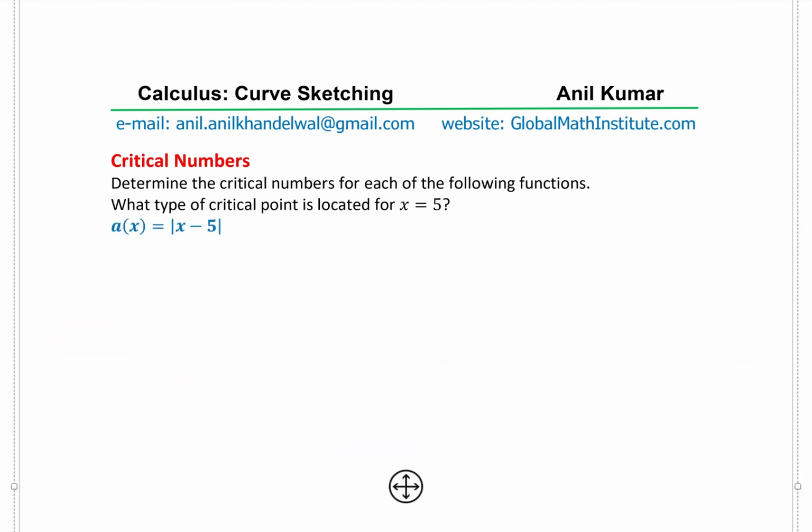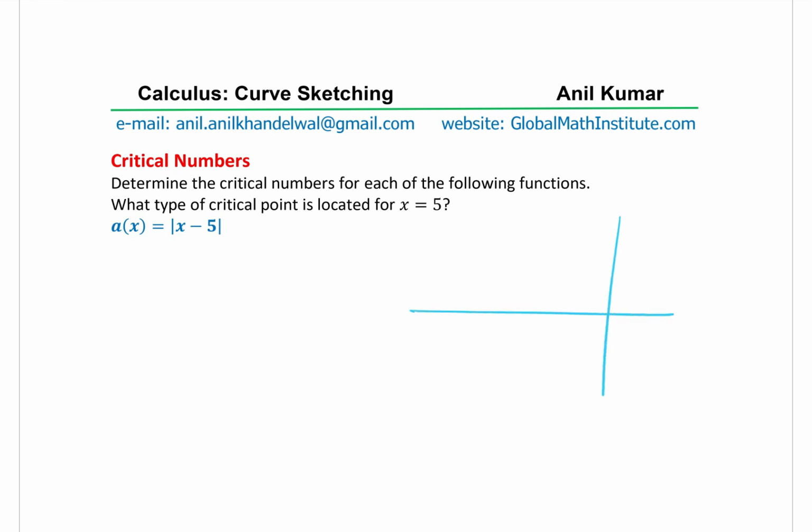In this case, we have absolute function. Now let me sketch the function to make it very simple for you. The absolute function is absolute value of x minus 5. That means that the absolute function has moved 5 units to the right. Perfect. So that is the absolute function. At 5, we do have a critical point. So let me write down that we have a critical number at x equals to 5.